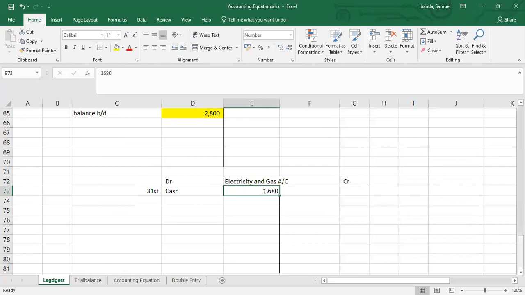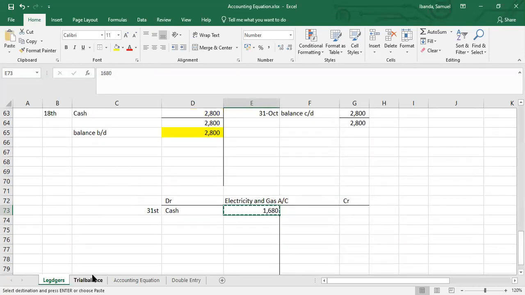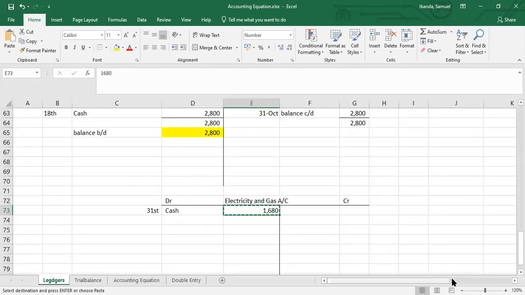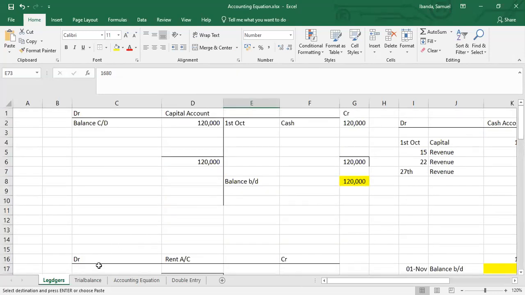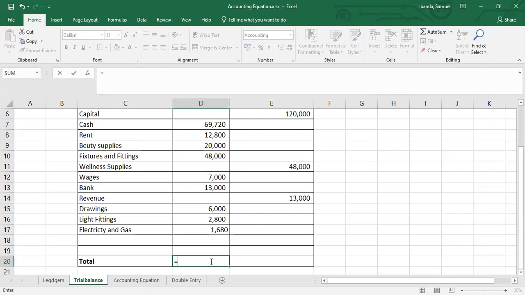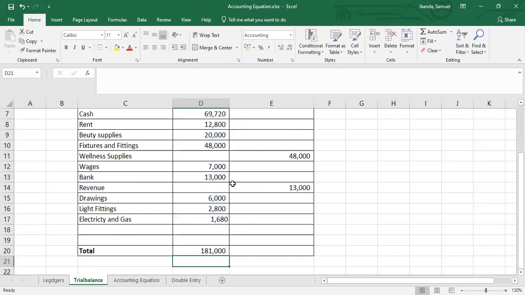When you balance this off, you should be able to get a debit side of 1680. Now, unless there is something that I've left out, maybe that we didn't record, my trial balance should be able to balance. So once you've done everything, your trial balance has a total. It is called a trial balance, so you have to make sure that the sum of all these transactions here matches the sum of these transactions here.